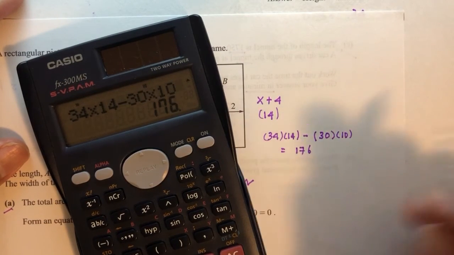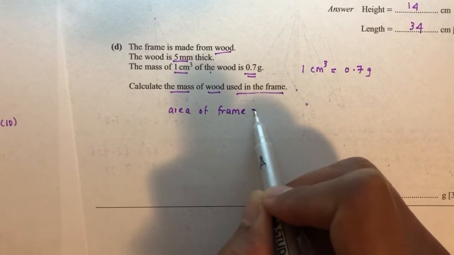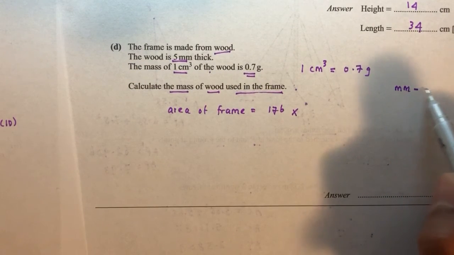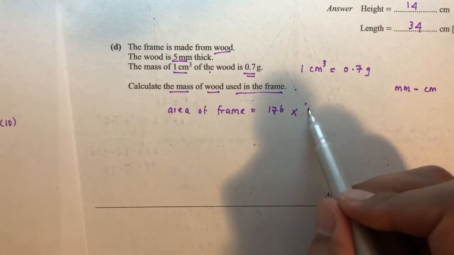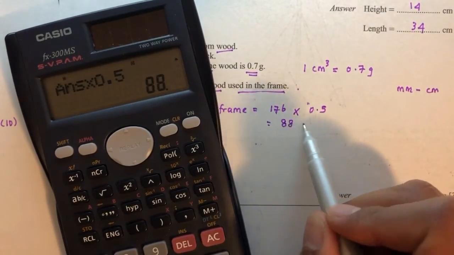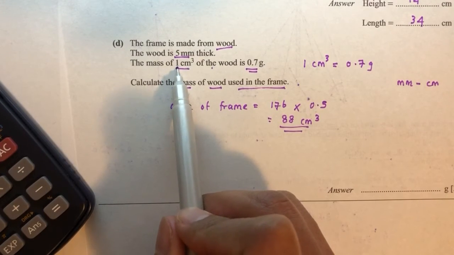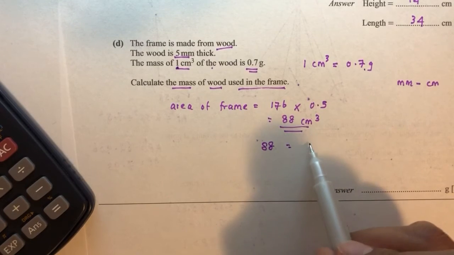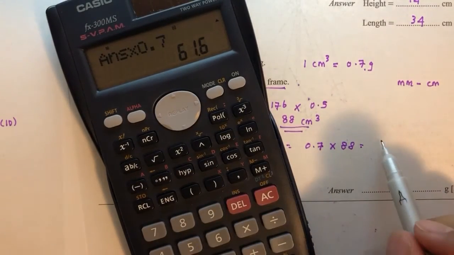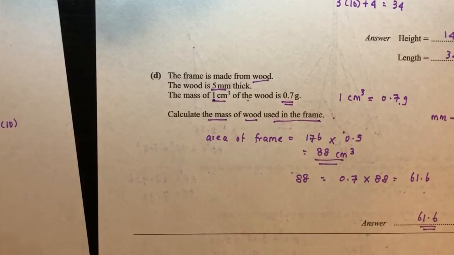That will be 176. So the area of the frame is only 176. Now you have to times the thickness, which is 5 mm. So mm to centimeter, you have to divide by 10. That will be 0.5 centimeter. So let's find the volume. Times 0.5, that will be 88 centimeter cube of frame for the volume. Now it is given to us that 1 centimeter cube is equal to 0.7 grams. So 88 centimeter cube will be equal to 0.7 times 88. So let's do that. Times 0.7, that will be 61.6 grams for the mass of just the frame. Okay, and that will be your question number 10.